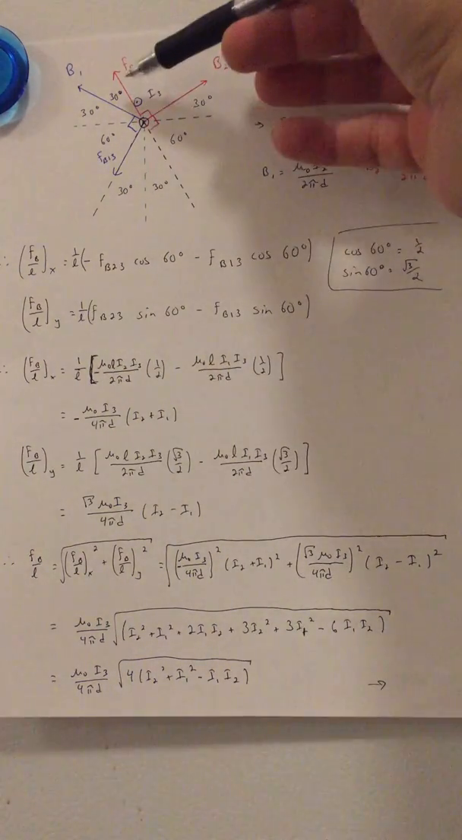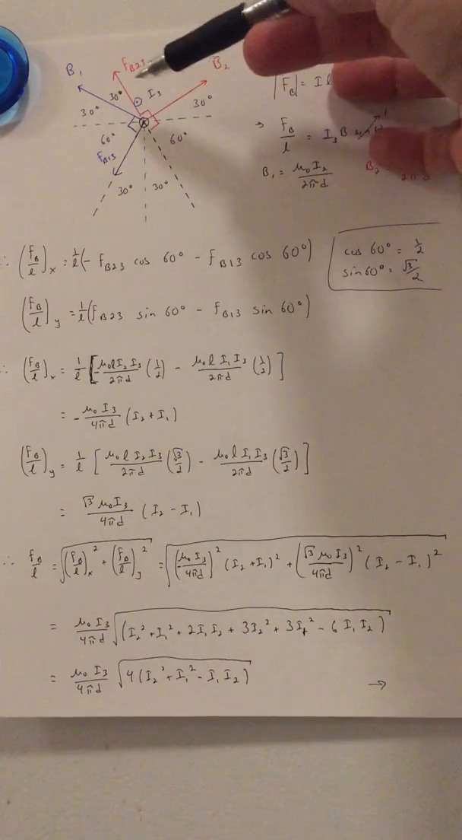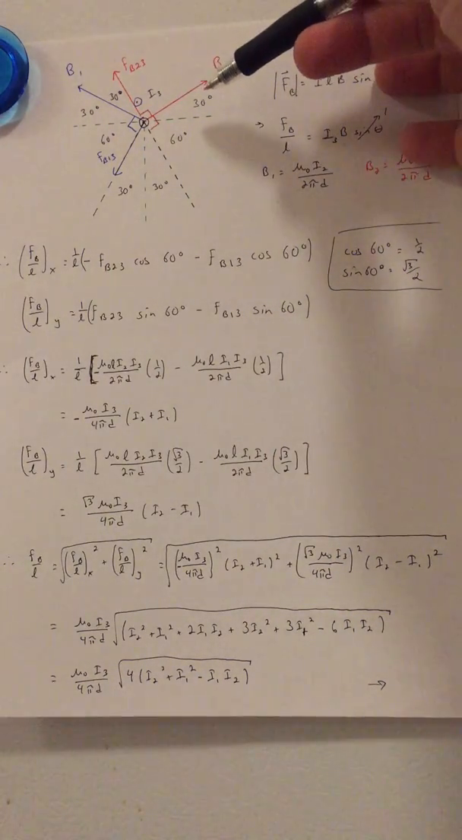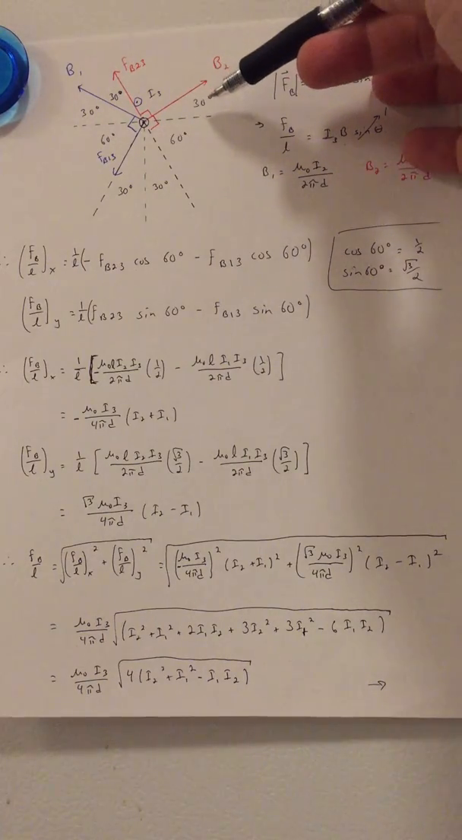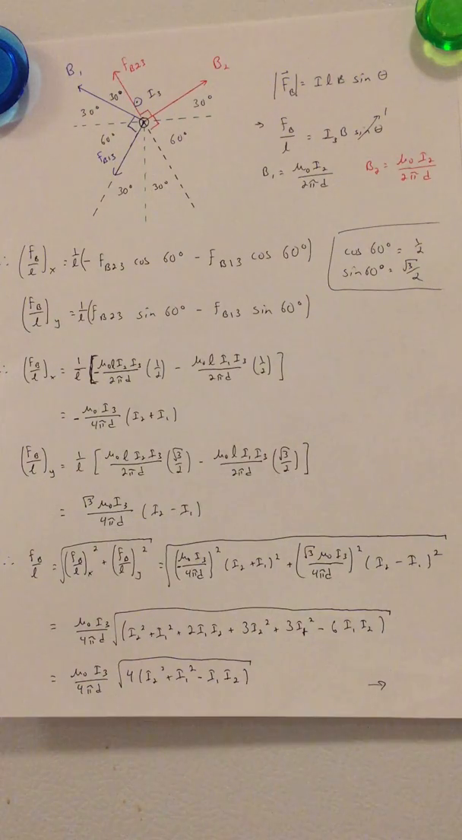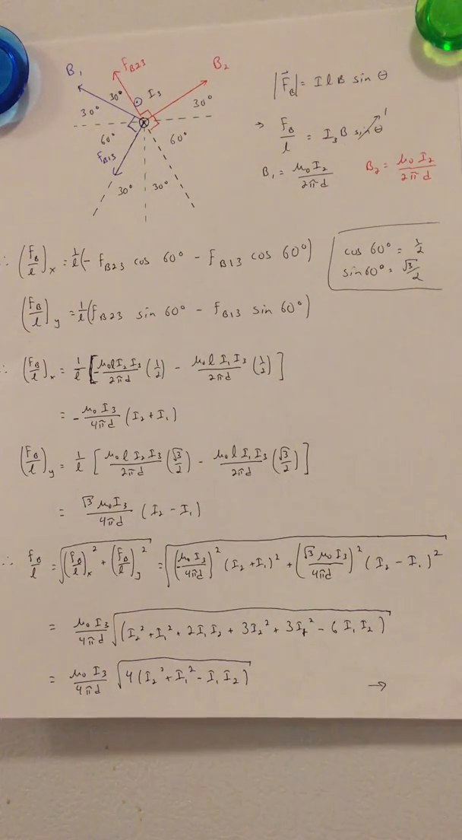And over here, this red vector is the force F sub B23, from the field B2 acting on I3. How did I get those? Well, the right-hand rule, and recalling that all the magnetic forces have to act at right angles to the field and the currents.